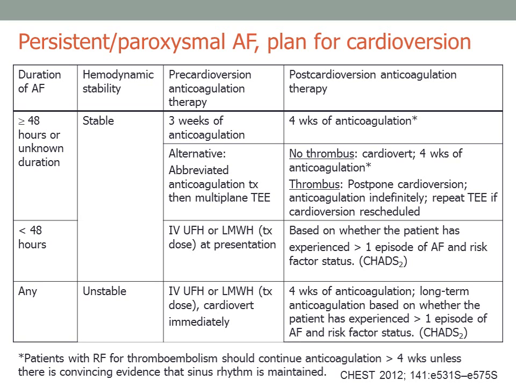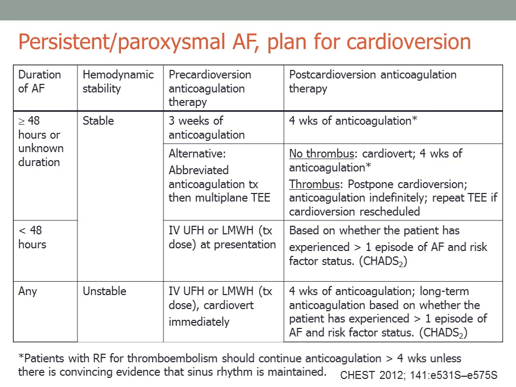Anticoagulation therapy recommendations are different depending on the duration of the patient's AFib. For patients with AFib for greater than or equal to 48 hours or for an unknown duration that are hemodynamically stable, it's recommended that they have 3 weeks of anticoagulation prior to cardioversion with a vitamin K antagonist or warfarin, a low molecular weight heparin at full VTE treatment dosing, or dabigatran. Again, rivaroxaban was not mentioned in these guidelines.